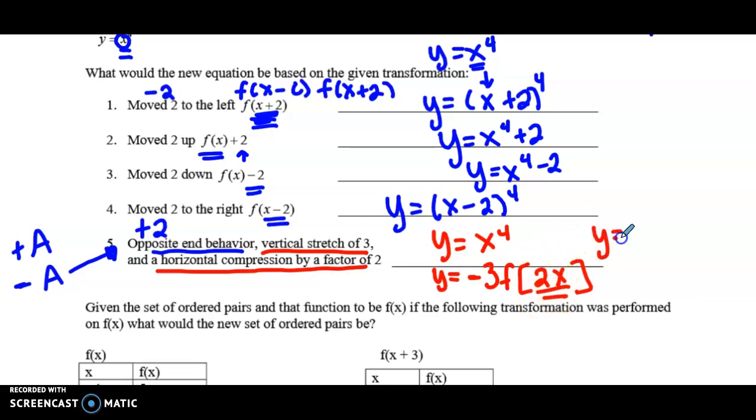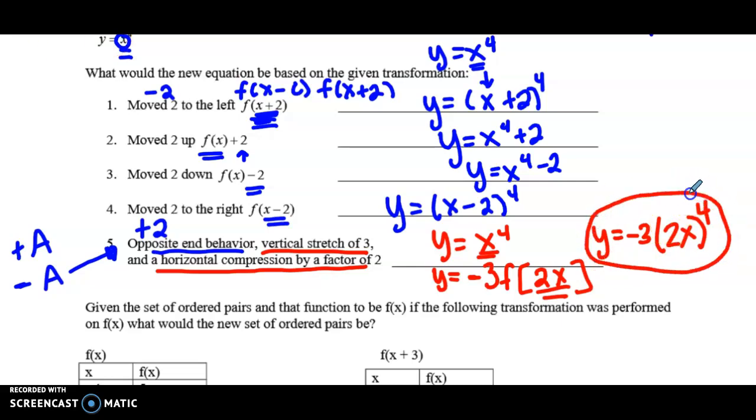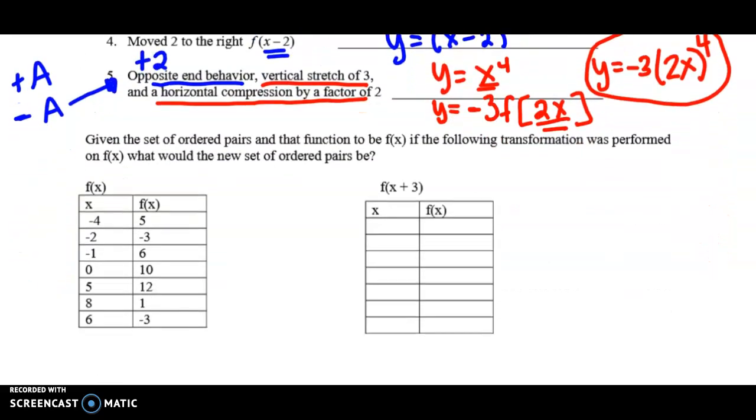So what that's going to look like here is I take the -3 out front. Everywhere I see an x, I'm going to replace it with 2x, and raise that to the 4th. Now you could actually simplify this and figure out what your vertical compression or vertical stretch could be, because you could do 2 to the 4th, multiply that by -3, and see what that vertical stretch would end up being. All right, now let's take a minute and do this with some tables.